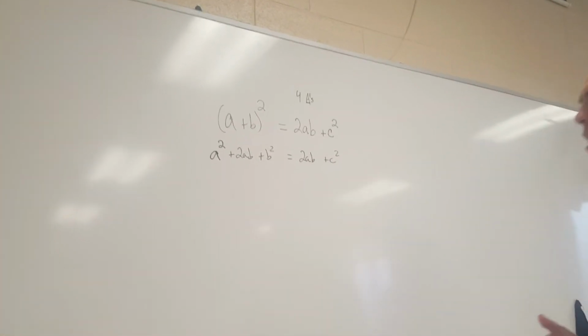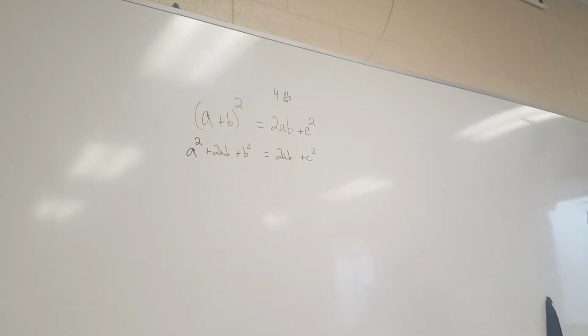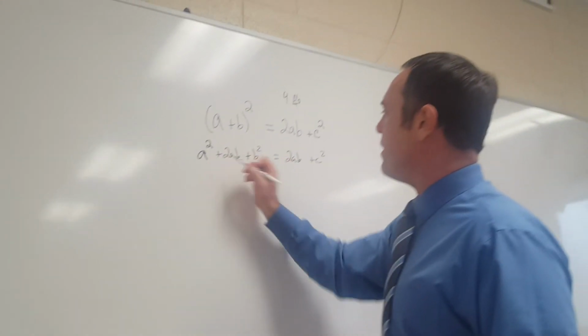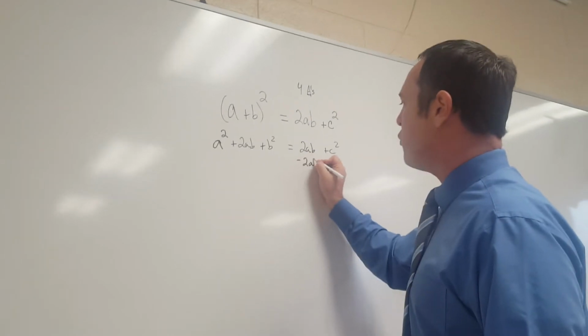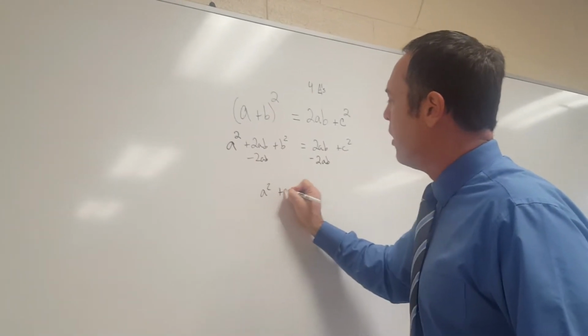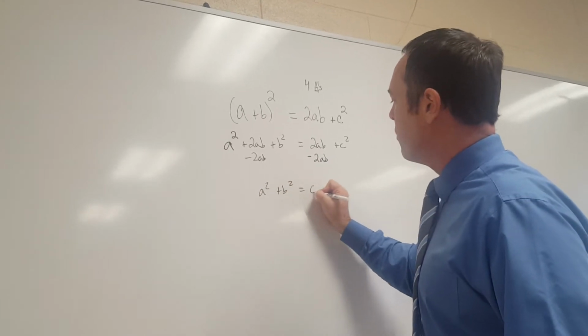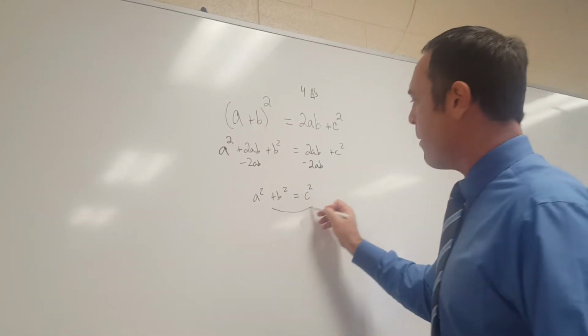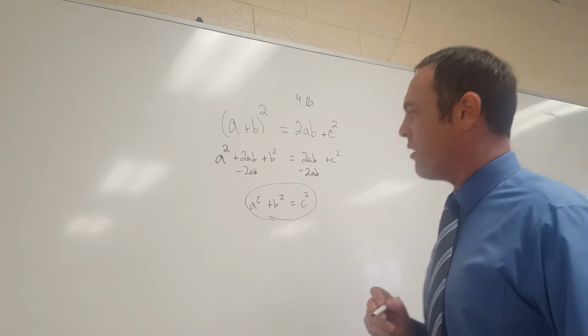Now if you look at this, it's starting to look like the Pythagorean theorem. We've got 2AB on both sides, so if I subtract 2AB from both sides, you get A squared plus B squared equals C squared. And that's how they came up with the formula for the Pythagorean theorem.